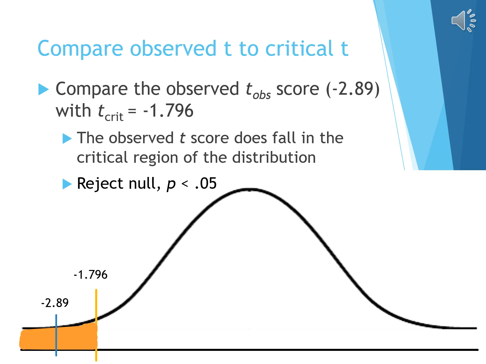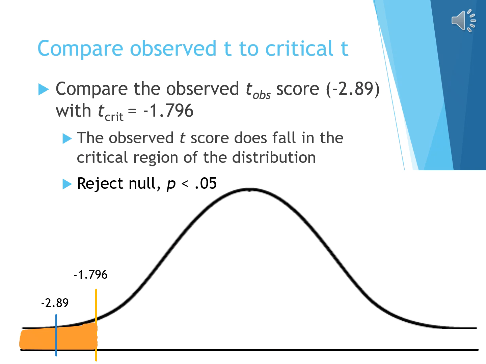But anyways, if we draw the critical t-score of negative 1.796, that sets up the critical region. Now, if our observed t-value falls within that critical region, we get to reject the null hypothesis. And in fact, that's what we see, right? Negative 2.89 is more extreme than negative 1.796. It falls inside the critical region, and therefore we get to reject the null hypothesis.